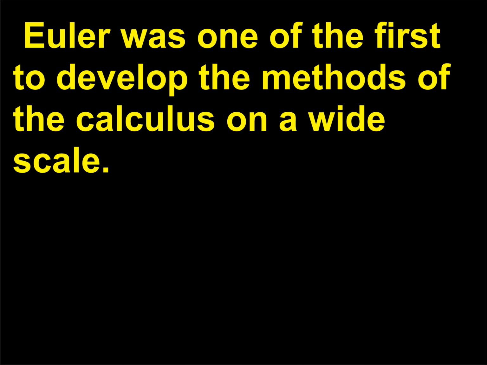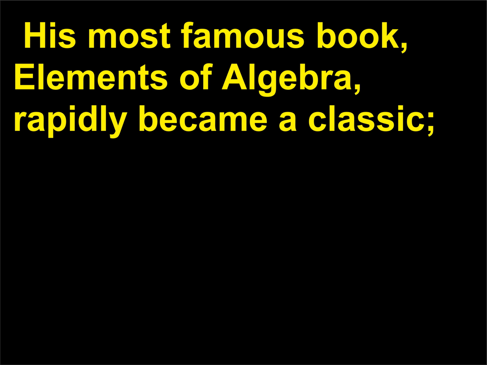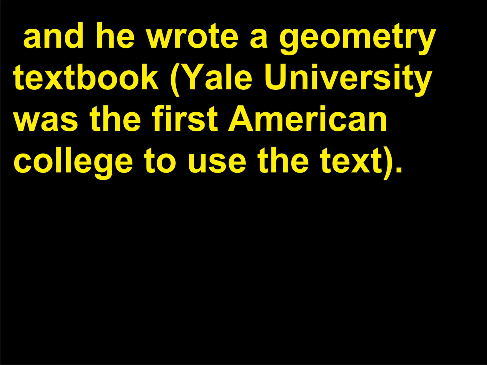Euler was one of the first to develop the methods of the calculus on a wide scale. His most famous book, Elements of Algebra, rapidly became a classic. And he wrote a geometry textbook. Yale University was the first American college to use the text.